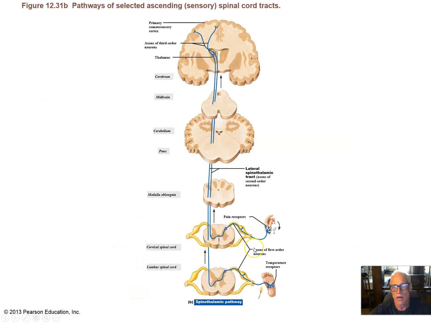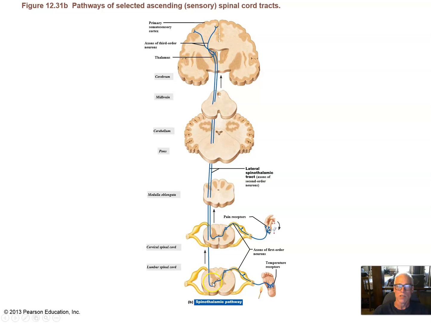So here's a picture that we had from the end of chapter 12, showing us an ascending pathway. We can see a sensory receptor in the plantar surface, a unipolar neuron. There's its little cell body in the dorsal root ganglion. Synapses in the dorsal horn of the spinal cord gray matter, with a second-order sensory neuron. That little dot is the cell body of the second-order neuron.